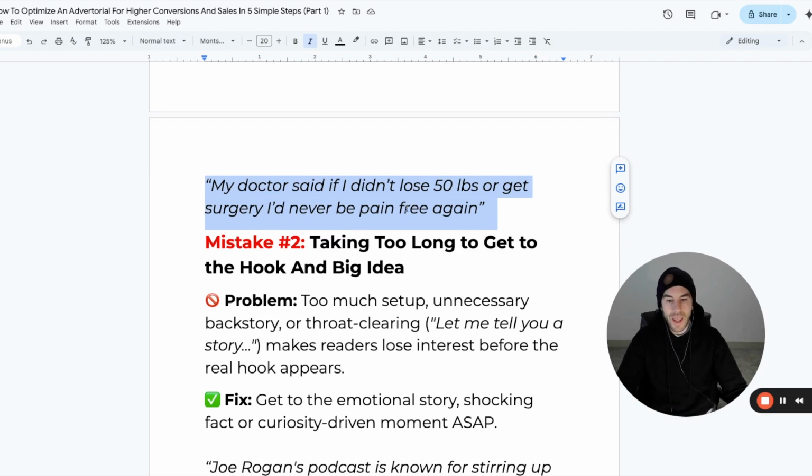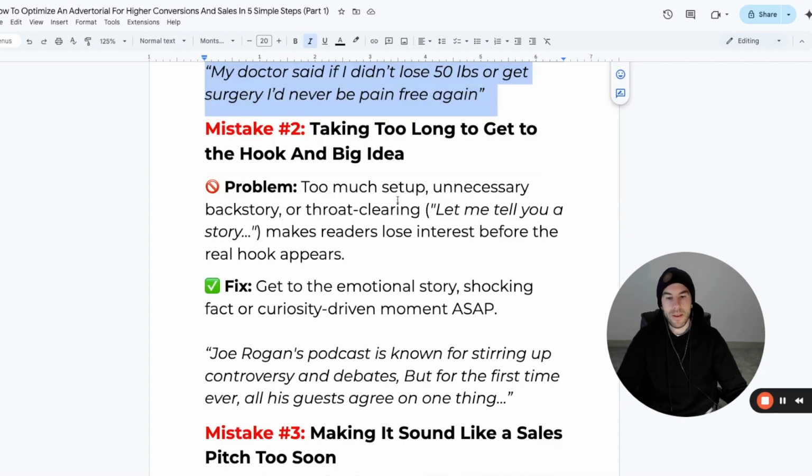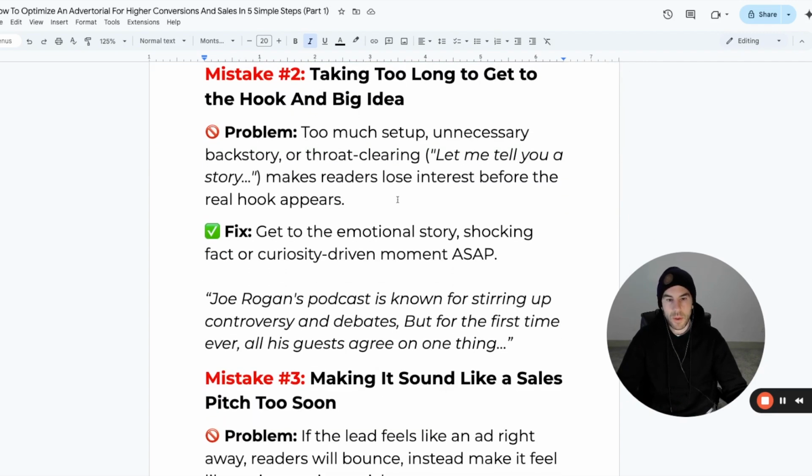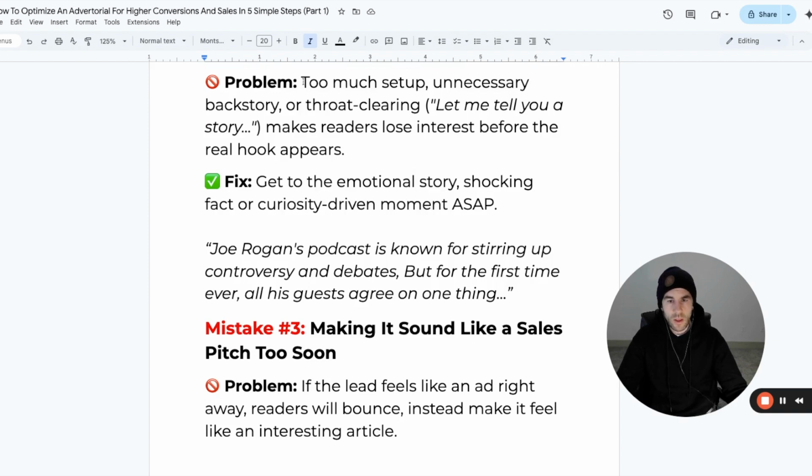Mistake number 2 is taking too long to get to the hook and the big idea. A lot of the times in people's leads, they try to use too much setup, they try to be clever, they tell unnecessary backstories, or they just have plain throat clearing, which is stuff that doesn't contribute to the conversion or the overall story that we're telling in the advertorial. And the more that you can cut that, the better it's going to be.